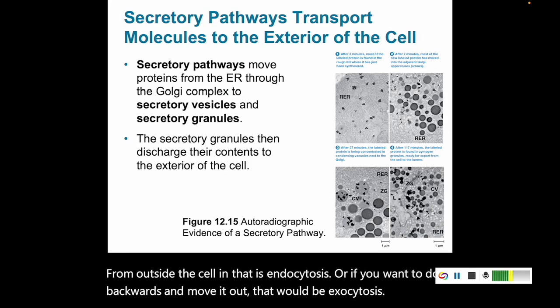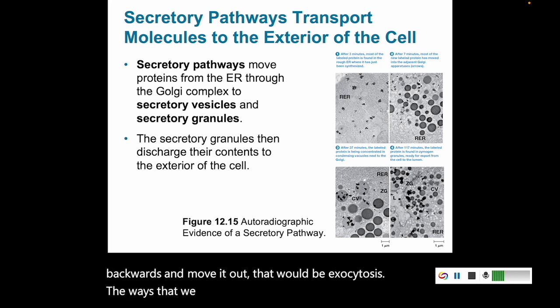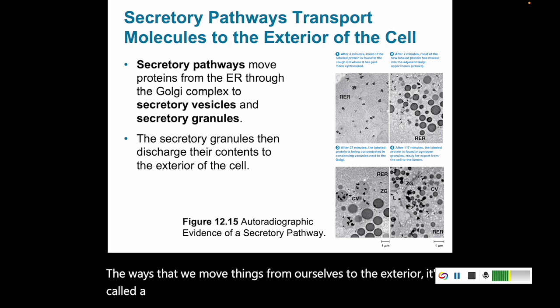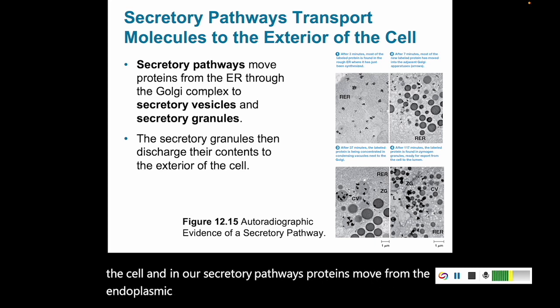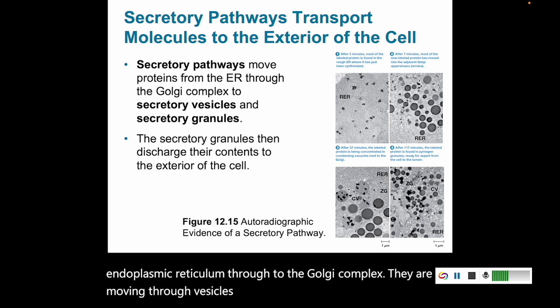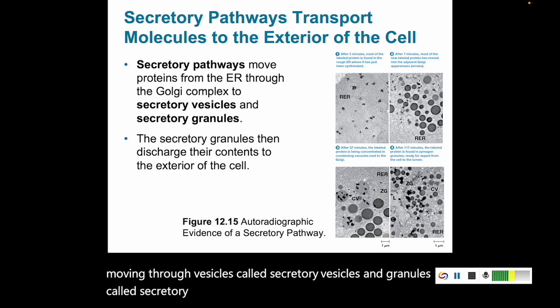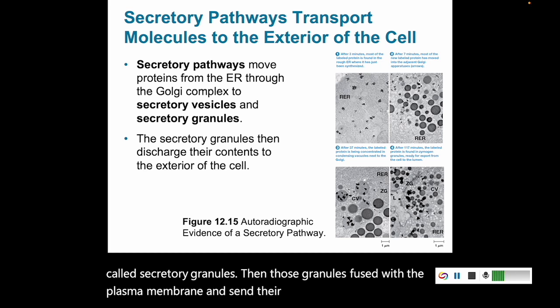The way that we move things from our cell to the exterior is called a secretory pathway because we are secreting things from the cell. And in our secretory pathways, proteins move from the endoplasmic reticulum through to the Golgi complex. They're moving through vesicles called secretory vesicles and granules called secretory granules. Then those granules fuse with the plasma membrane and send their contents to the exterior of the cell.